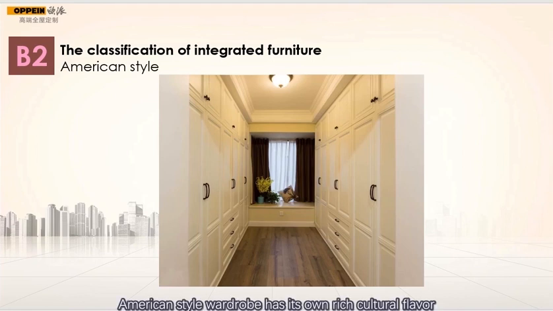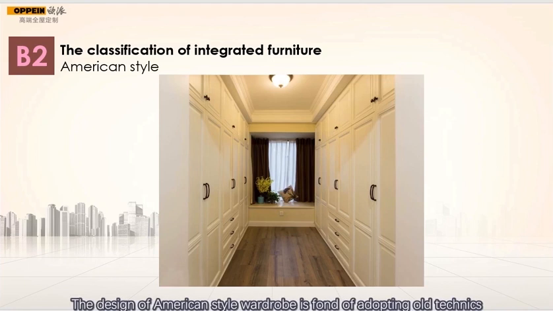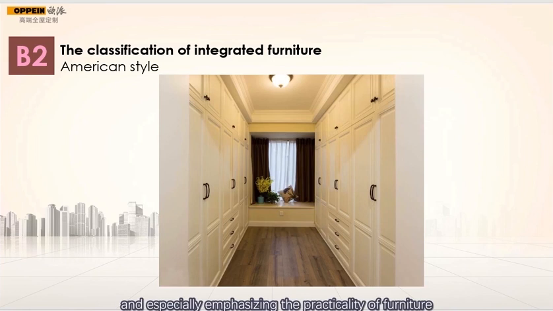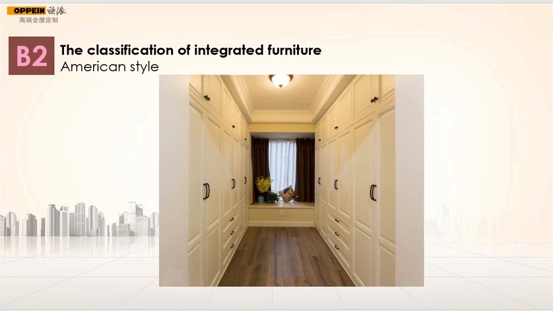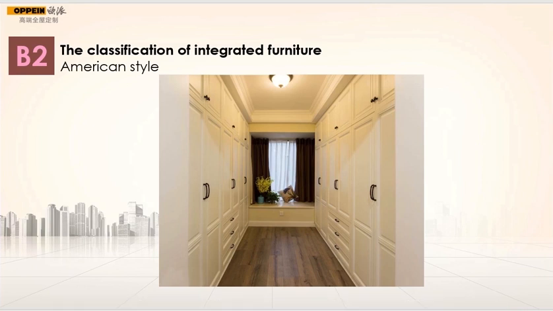American style. American style wardrobe has its own rich cultural flavor. Americans have a nostalgia for its own history, highlighting its classical and romantic atmosphere. The design of American style wardrobe is fond of adopting old techniques and especially emphasizing the practicality of furniture. It generally uses the natural solid wood and leaves traces of live carving on the surface. Therefore, the American style wardrobe has both functions and decorations.